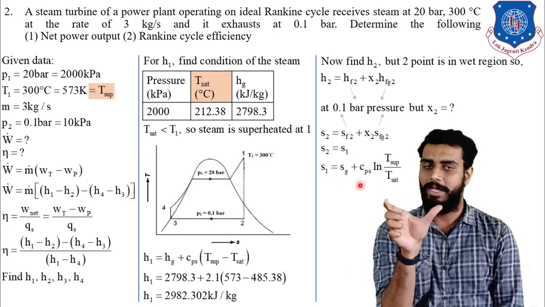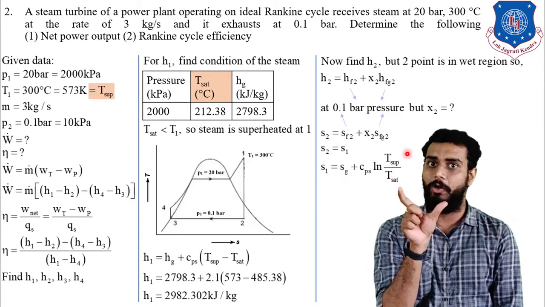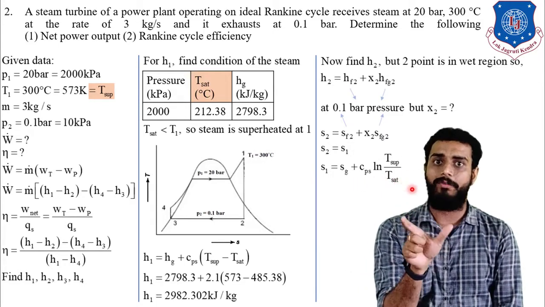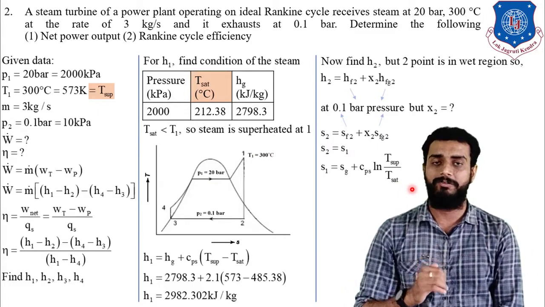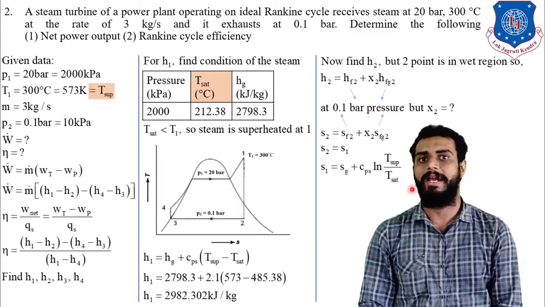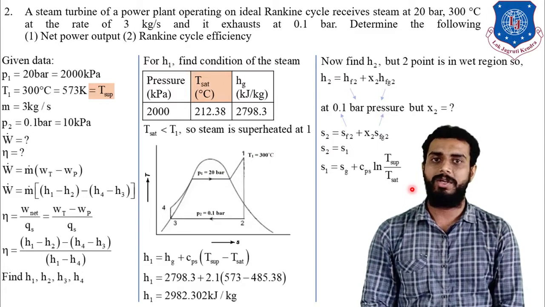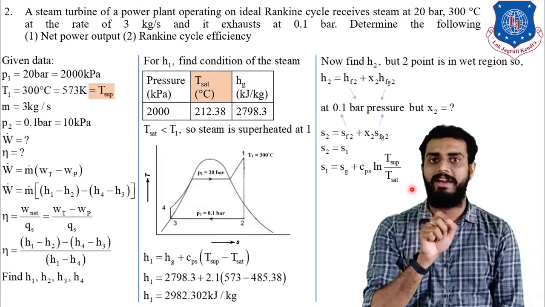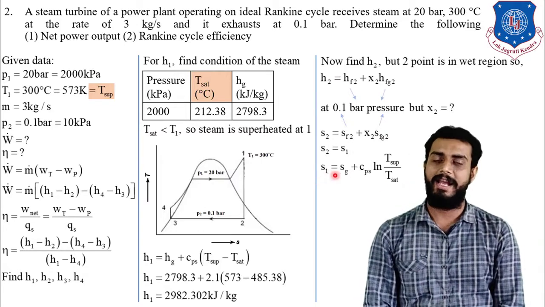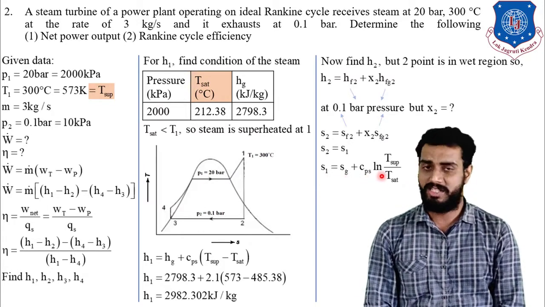Okay, so remember students, this is the equation for entropy of superheated steam. You might be encountering it for the first time, so keep this in your mind. So S1 is equal to Sg plus Cps ln T superheated divided by T saturated. That is the entropy of superheated steam.